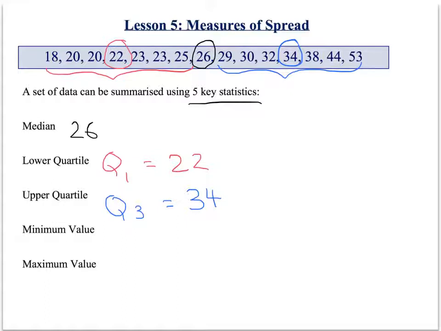The minimum and maximum value, hopefully pretty self-explanatory. The minimum value of this data set is 18, and the maximum value is 53.